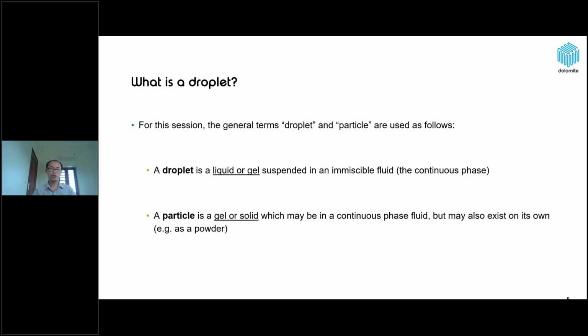So let's talk about droplets. What are droplets? For this section, the general terms droplet and particle are used as follows. A droplet is a liquid or gel suspended in an immiscible fluid, and a particle is a gel or solid which may be in a continuous fluid, but may also exist on its own, for example, like powders.